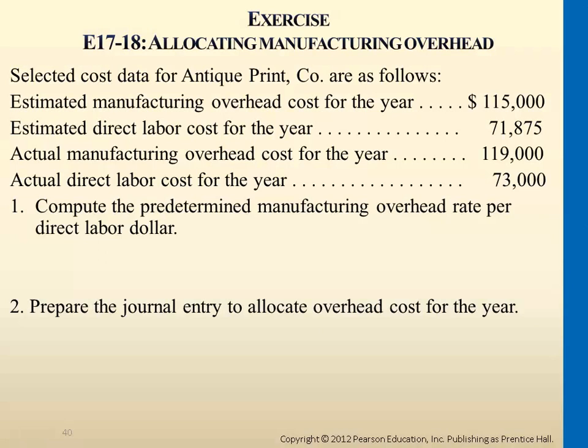How do we calculate the rate here? What's the numerator? It's the estimated manufacturing overhead cost, $115,000. Then we divide it by an estimated labor cost. Yes, labor cost, 71,875, which will give us 1.6. So how do we understand this 1.6?